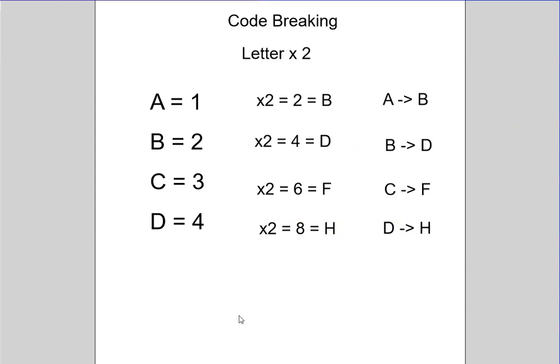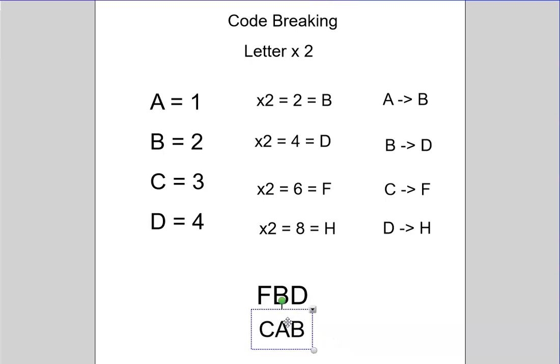If I send my best friend a secret code that says F, B, D, a string of letters, the general public would be like, FBD, what does that mean? But if my friend knows that my code was multiplying all the numbers by 2, they would look and say, every C has now become an F, so the F must be a C, and every B was an A, and every D was a B. Oh, that's the secret word cab. I don't know, maybe that means we need to go take a cab somewhere.